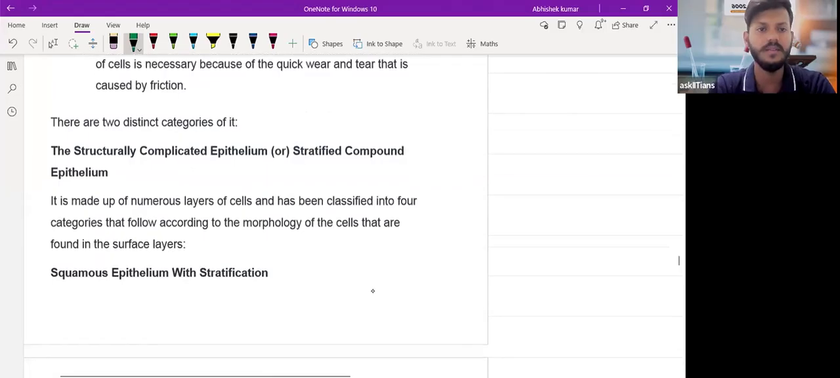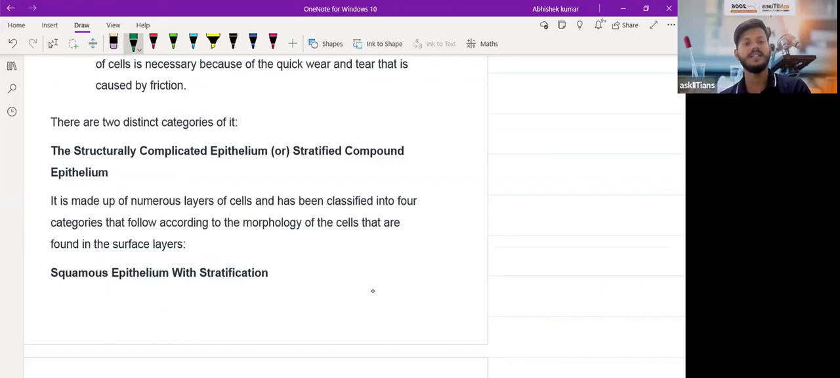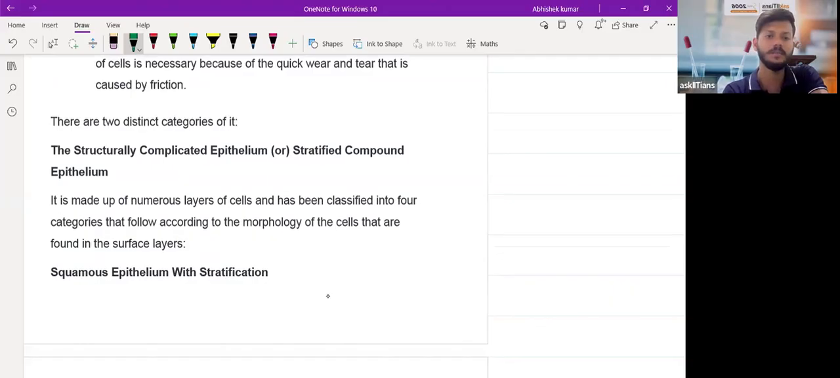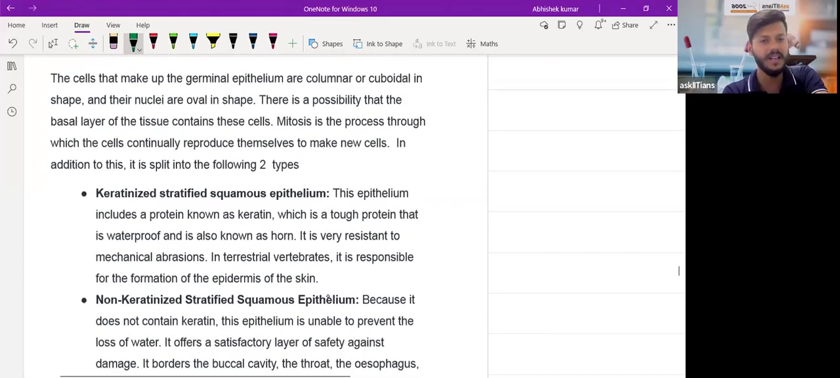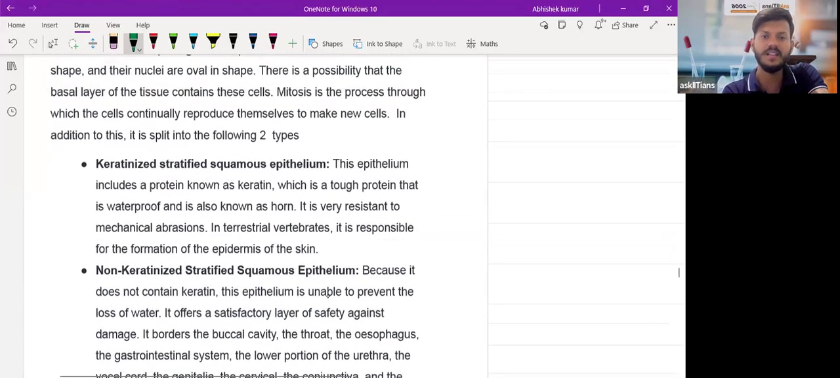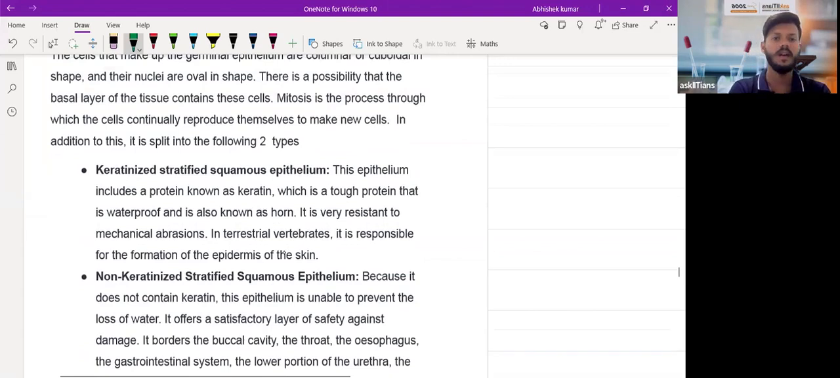Then we have stratified epithelium. It is made of numerous layers of cells and has been classified into four categories according to the morphology of the cells found in the surface layer. Squamous epithelium with stratification can be keratinized or non-keratinized. Keratinized stratified squamous cells are present in your skin, that is, the epidermis of the skin.